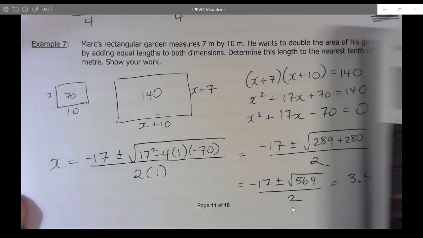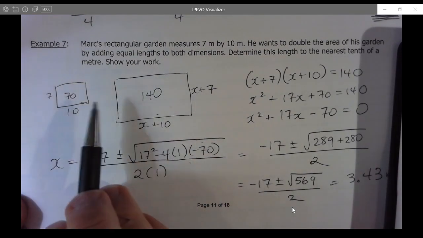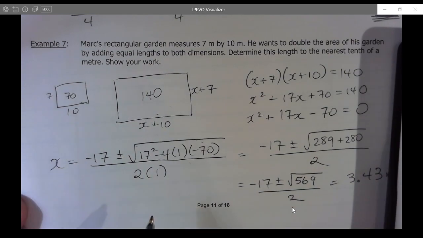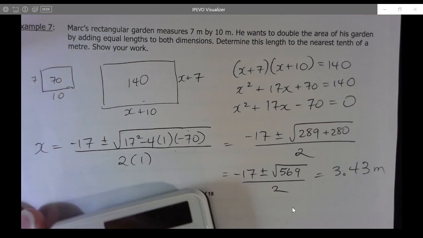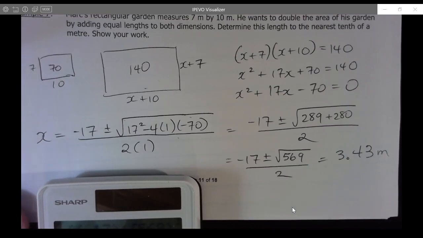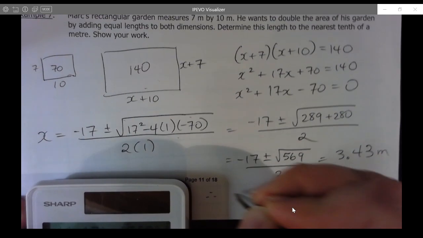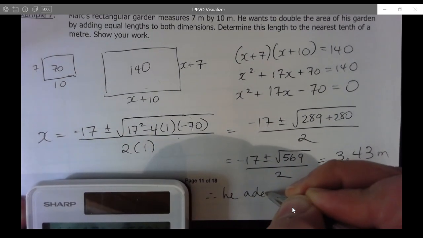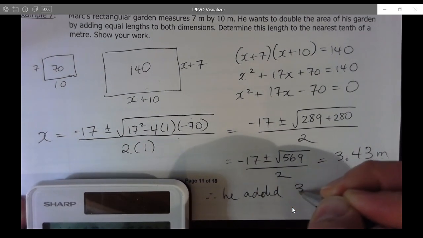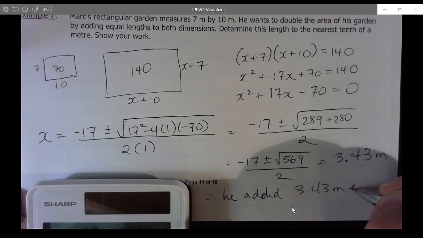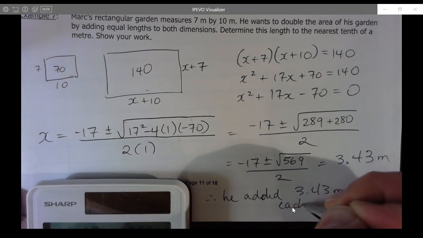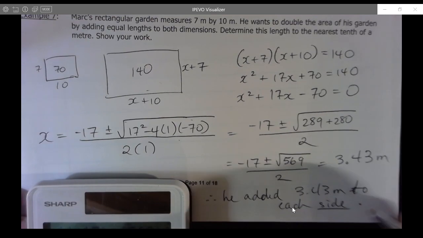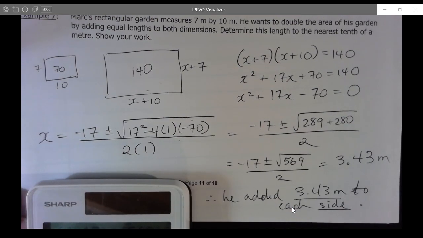And once again, a negative. It didn't say he wanted to take away from 7 by 10. That wouldn't make sense. So that would actually be a ridiculous answer. It would be extraneous. So we're not going to even worry about the negative answer. We know that the answer then is, therefore, he added 3.43 meters to each side. And there's my final answer.